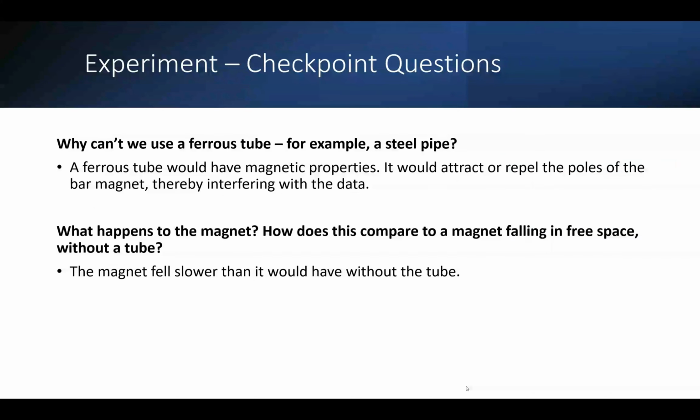We could not have used a ferrous tube because it would have magnetic properties which would attract or repel the poles of the barred magnet, thereby interfering with the data. And the magnet was found to fall slower than it would have without the tube.